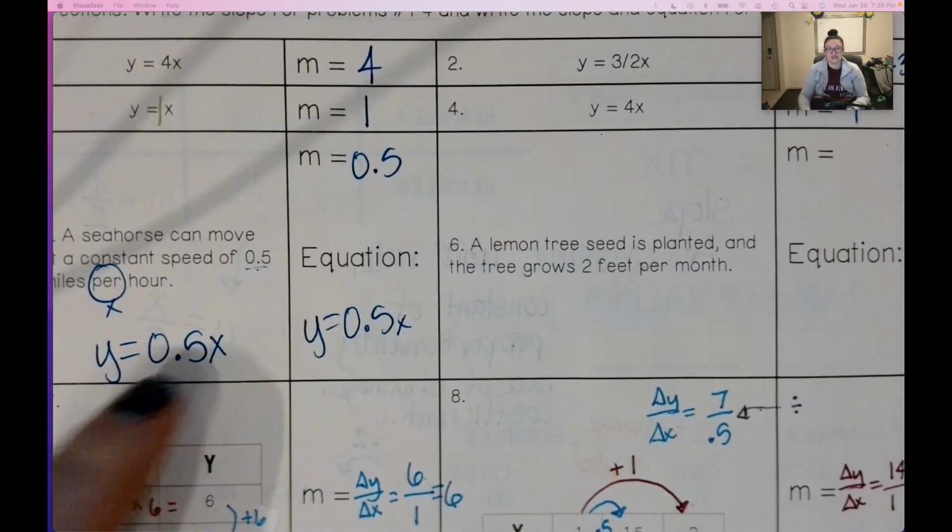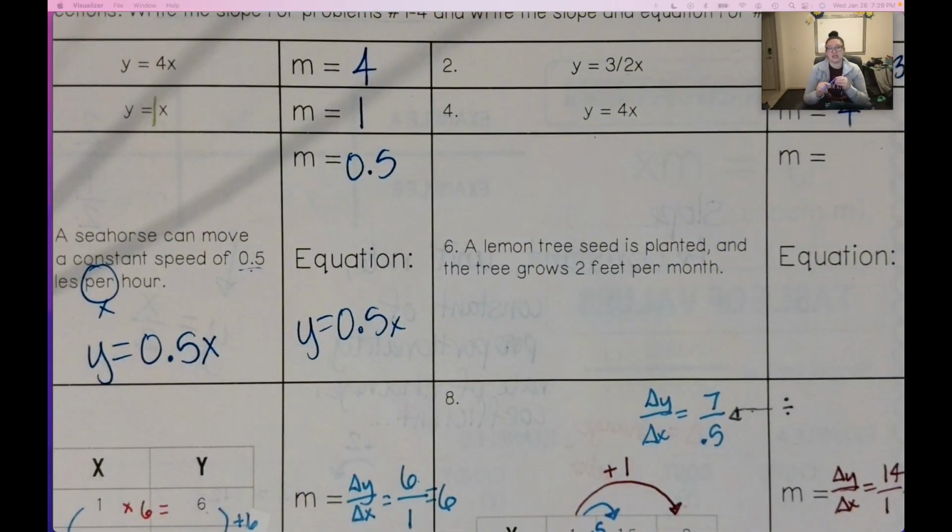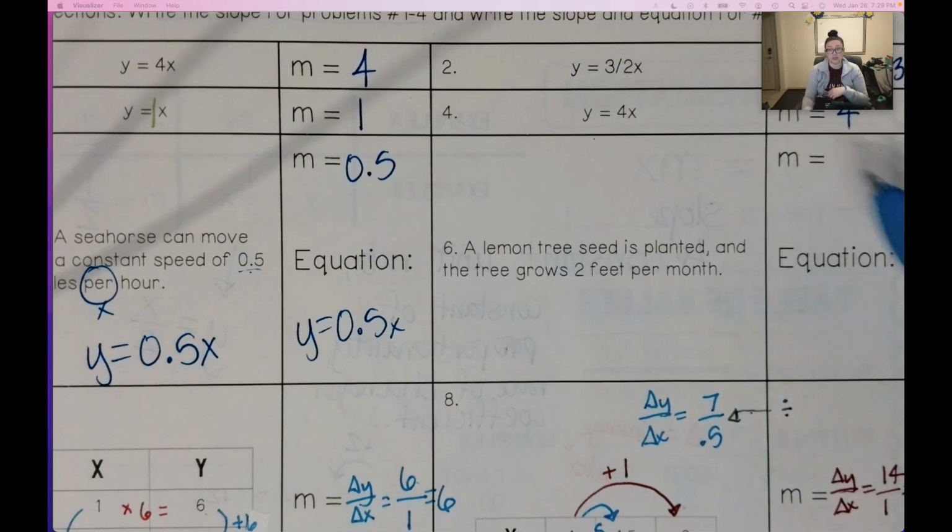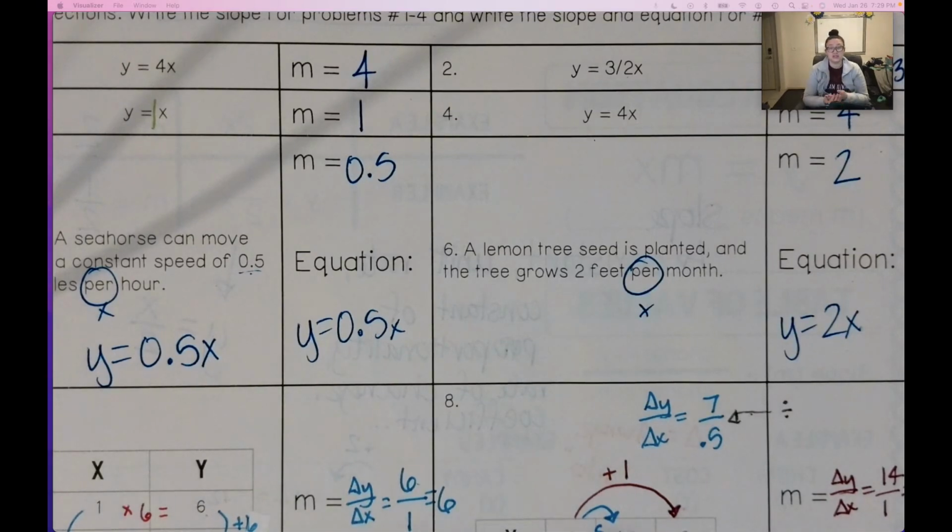Try number 6. A lemon tree seed is planted and the tree grows 2 feet per month. Write the m, write your slope, and write the equation for me. Again, that word per means to multiply. I'm multiplying that 2 over and over again. So my equation here is y is equal to 2x.